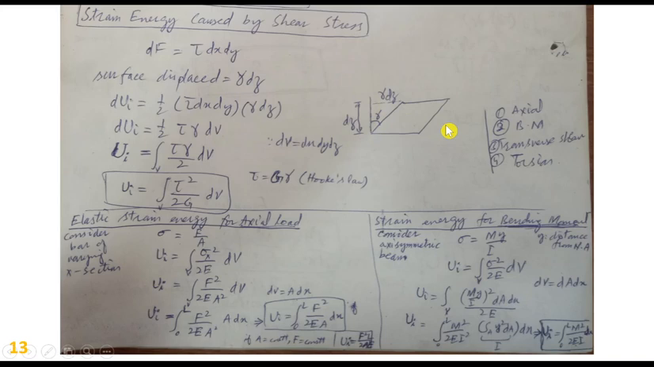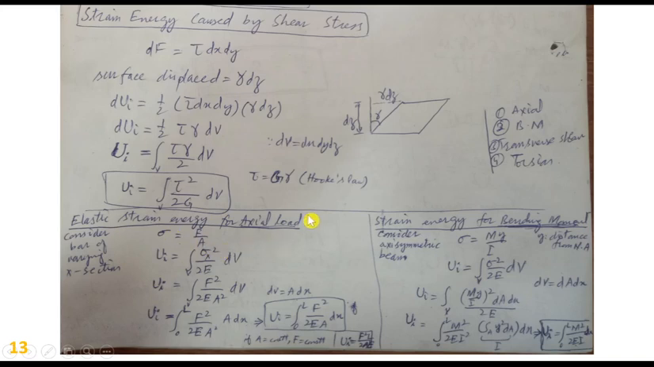Similarly, strain energy caused by shear stress: again taking the force but in terms of shear, tau dx dy. Stress into area is force, and the displacement is gamma into dz, where gamma is the shear strain. Applying the same thing again, varying from 0 to this value, taking the average and applying the formula, U_i in the last will give you the integral over volume of tau square over 2G into dV.